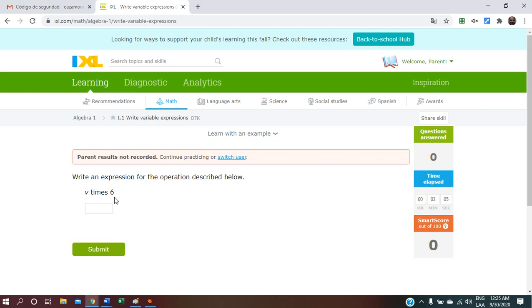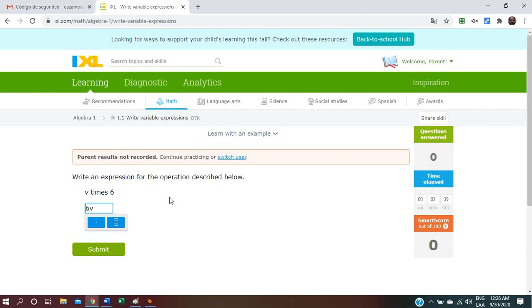There are several ways to do this. We can write v times 6. Another way to do it is just say v6, or we can say just 6v, which is a very common expression in algebra. First, this is called the coefficient.